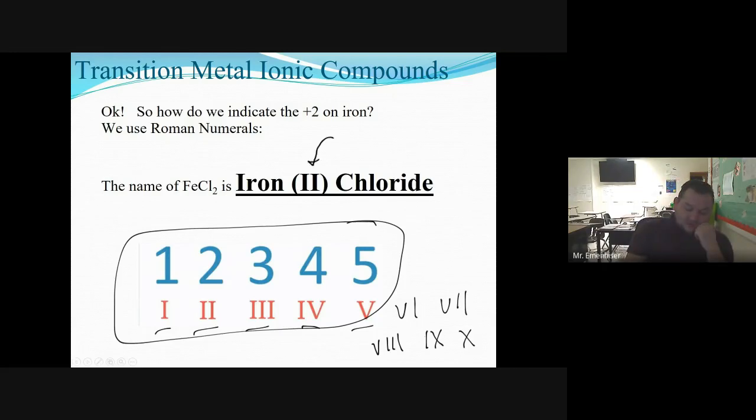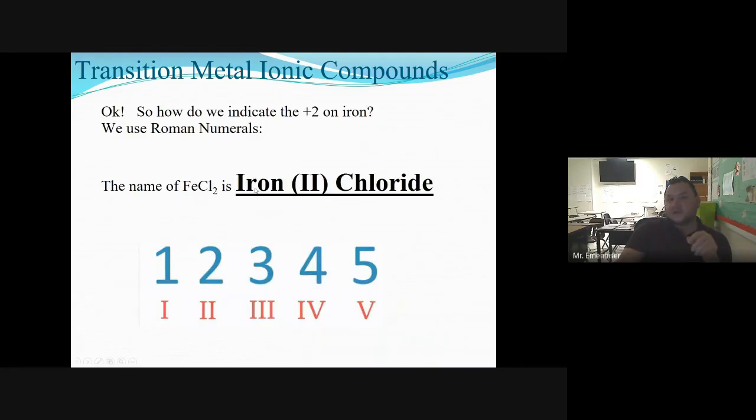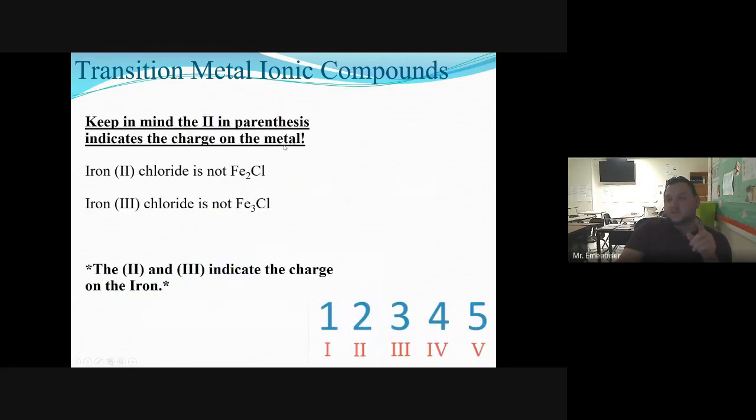What does this 2 tell me? Does it tell me Fe2Cl? No, it does not. It tells me that the charge on iron is a +2. So that tells me that this is iron 2. It's a type of iron that has a +2 charge. Okay. Keep in mind that the 2 in parentheses from that name indicates the charge on that iron, the charge on the metal.